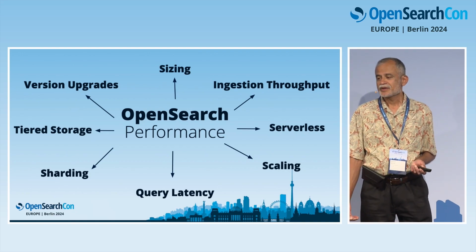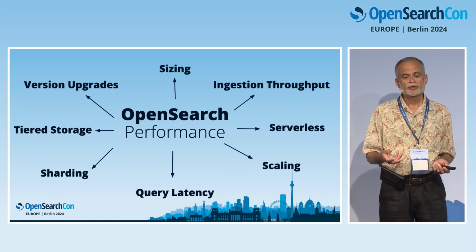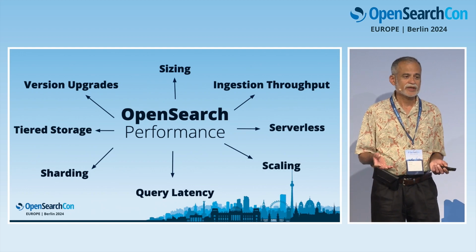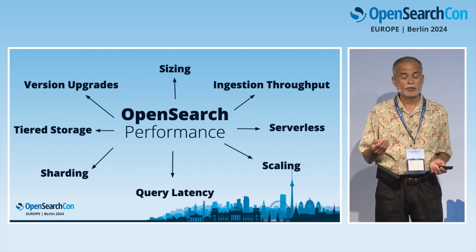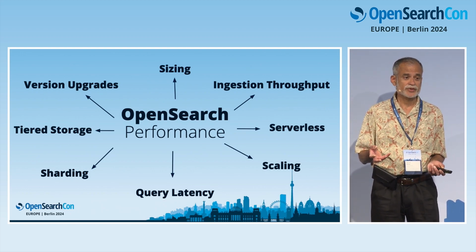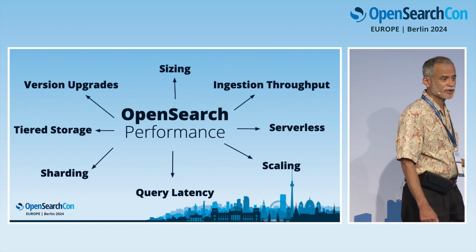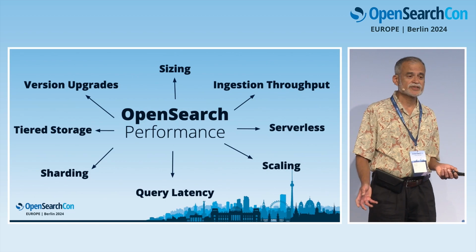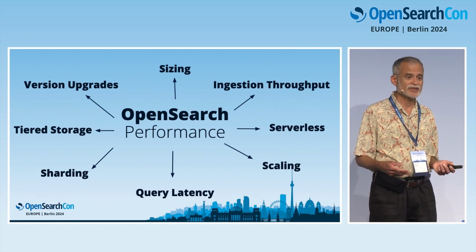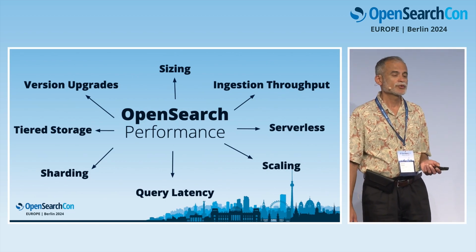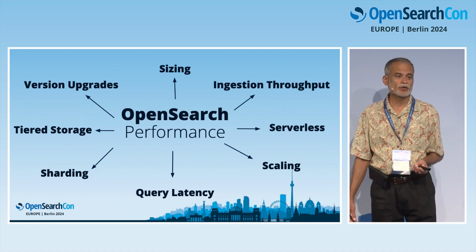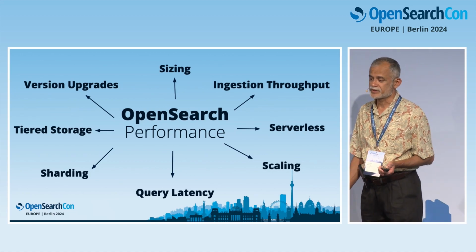In addition, there are new technologies that are coming around, like tiered storage, for instance. You have multiple serverless offerings that are coming down the pike. And these days, you find vector databases and vector workloads as well. So how do you deal with performance with all of these dimensions?